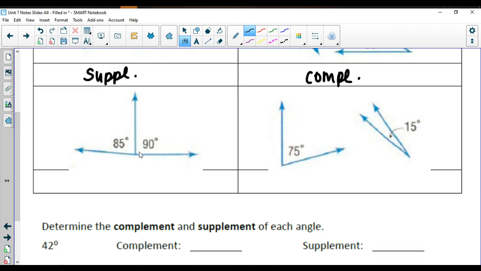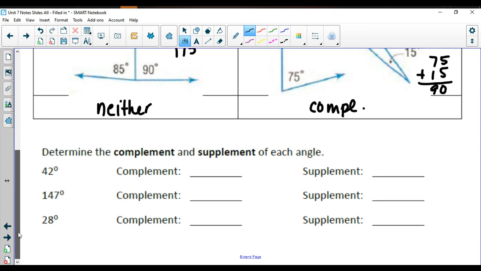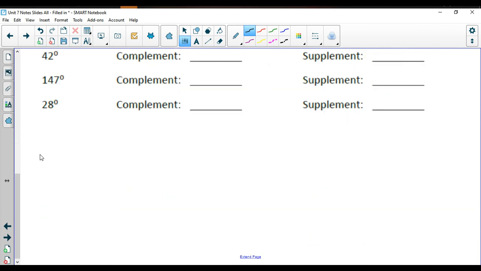In the next one, I have 85 and 90. If I add those together, I get 175. So that does not fit either complementary or supplementary, so we'll call this one neither. And the last one, I have 75 and 15. If I add those together, I get 90. So even though they're separated, it doesn't really matter. They're still complementary.